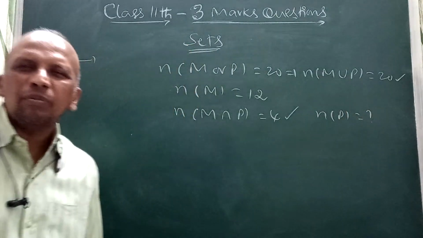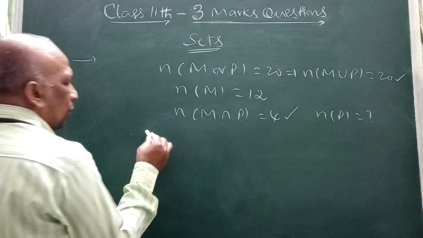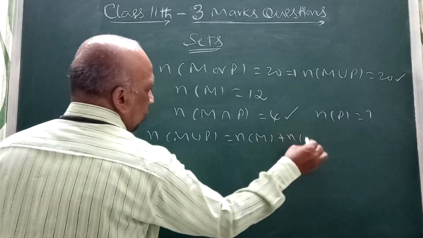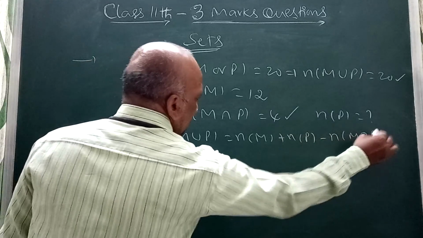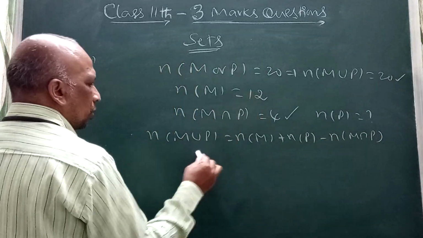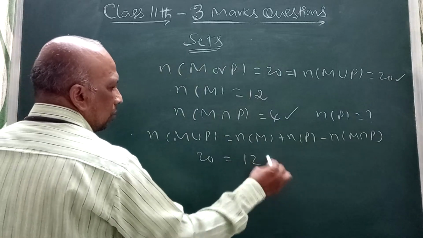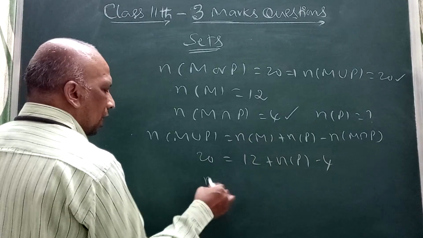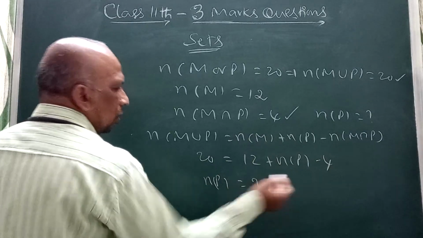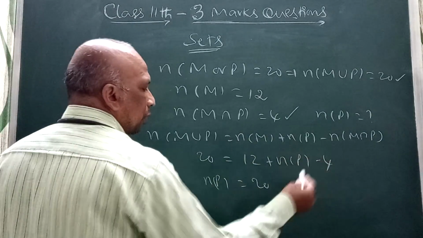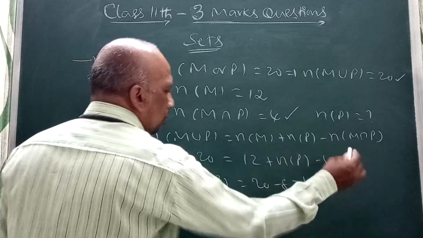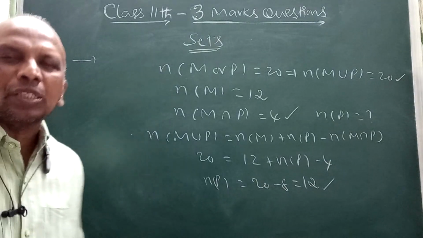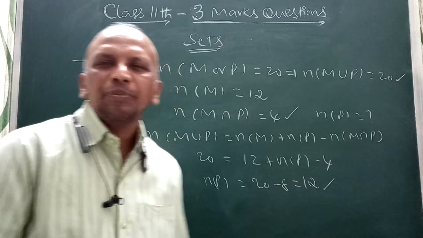What is n of P? We have the formula: n of M union P is equal to n of M plus n of P minus n of M intersection P. So 20 is equal to 12 plus n of P minus 4. Transferring this side, n of P is equal to 20 minus 12 plus 4. 20 minus 12 is 8, and 8 plus 4 is 12. The required result is 12. The number of people who teach physics is 12.